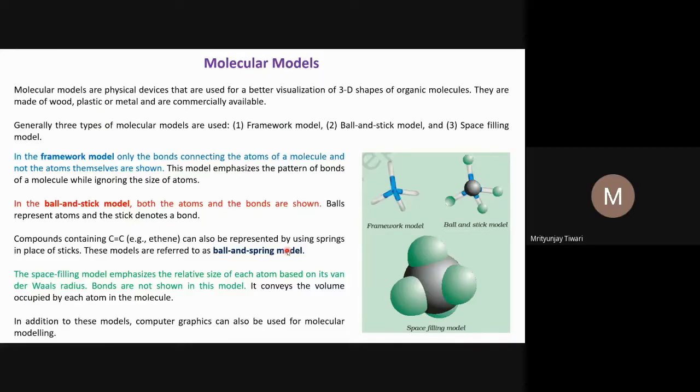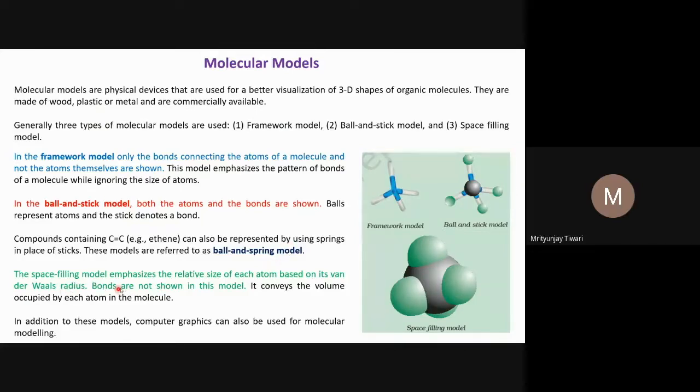You will have to use very rigid springs to represent the bonds, as there is only slight oscillation between bonds, and that we see because of the different vibrational levels. Whatever energy the molecules absorb, they may go to higher vibrational levels, and those kinds of things that we usually see.